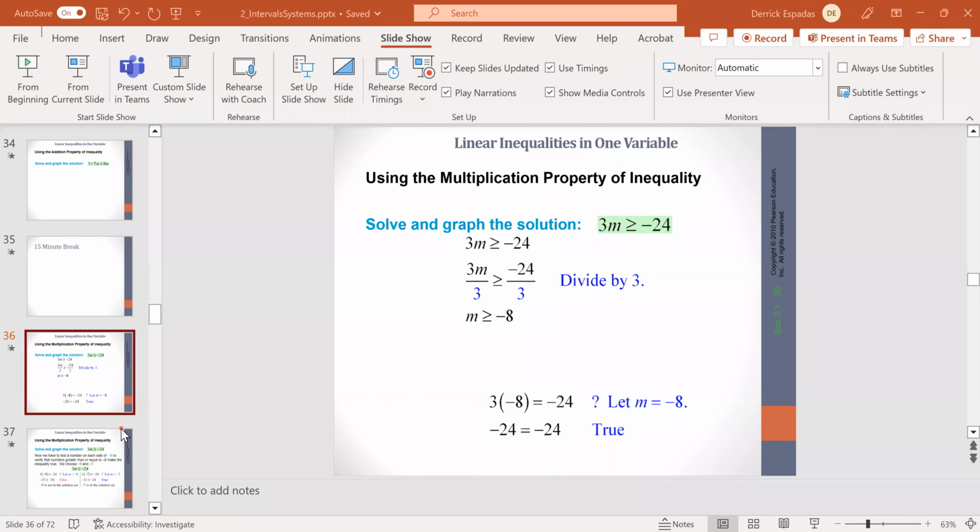It's very similar to what we did before. In this case, we would just have a number line. We would mark negative 8, and since it's greater than or equal to negative 8, we put a closed dot. And then we would draw the arrow all the way to the right forever and ever, because we're talking about all numbers greater than negative 8.